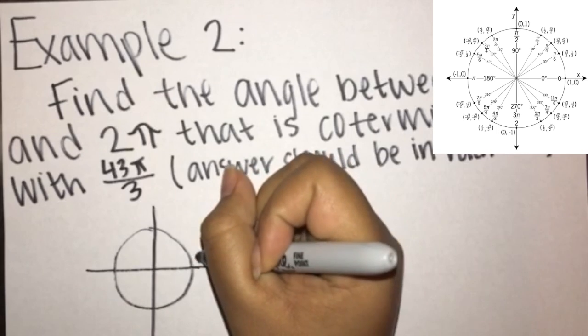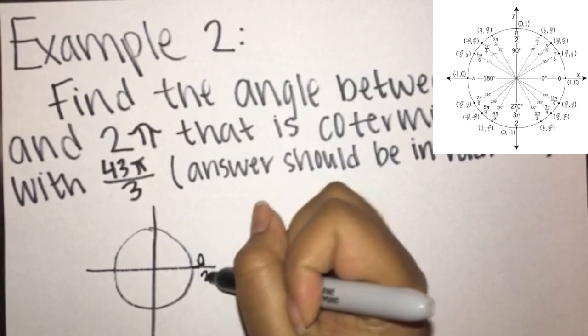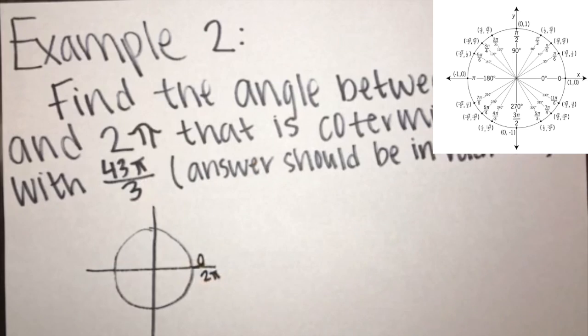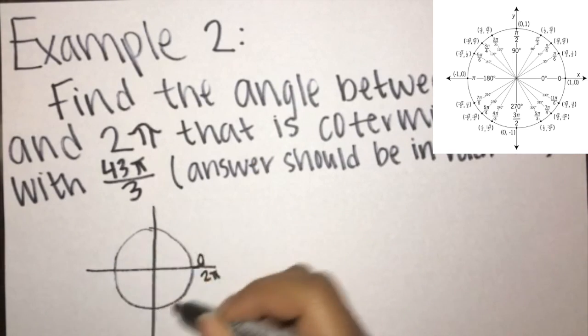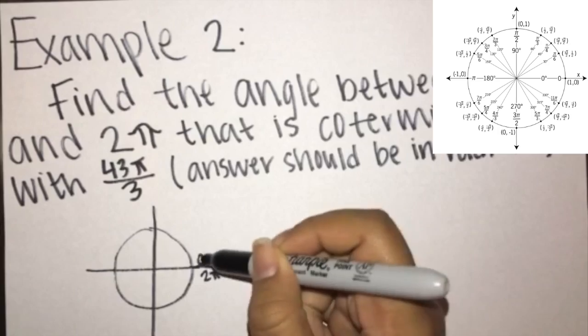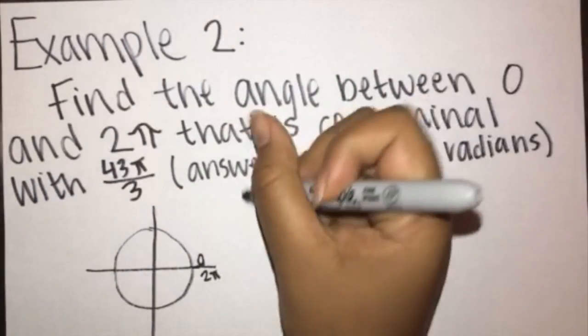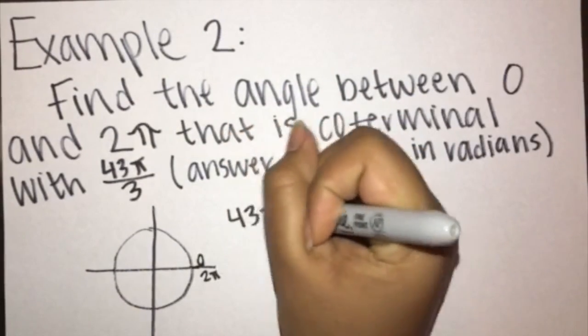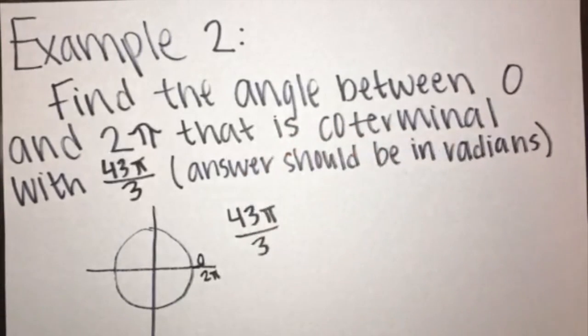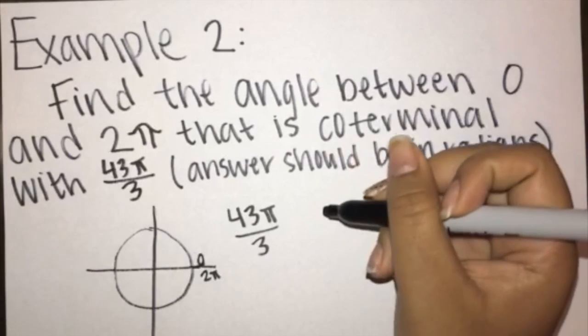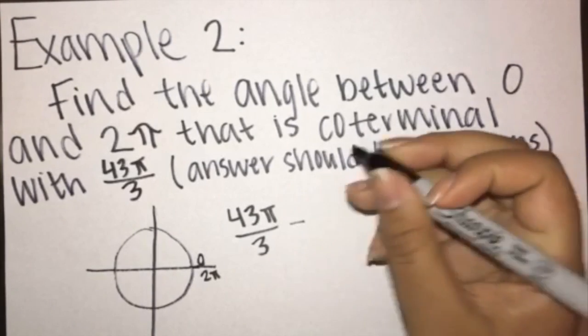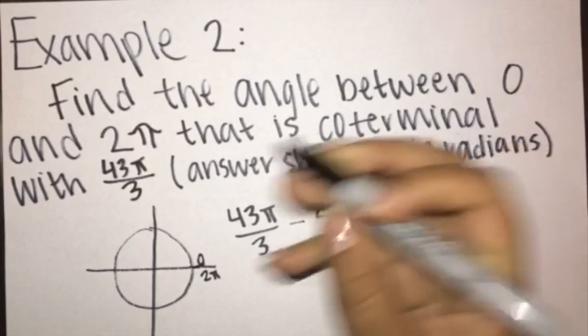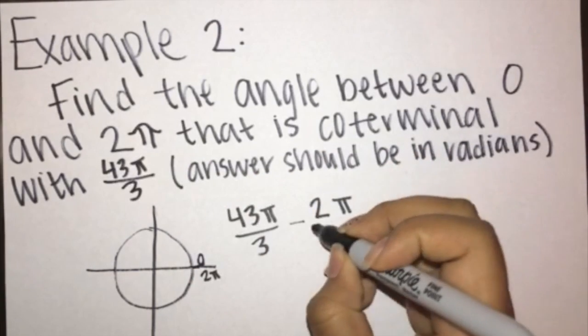So we know that right here is 0, and this is also 2 pi, meaning that the final answer needs to be in radians, but it needs to be between 0 and 360, or 0 and 2 pi. So what we can do is write out 43 pi over 3. Right now we know that 43 pi over 3 is too big to fit between these parameters and still be coterminal with 43 pi over 3. So what we do is subtract 2 pi, which is the most that we can have, over 1.